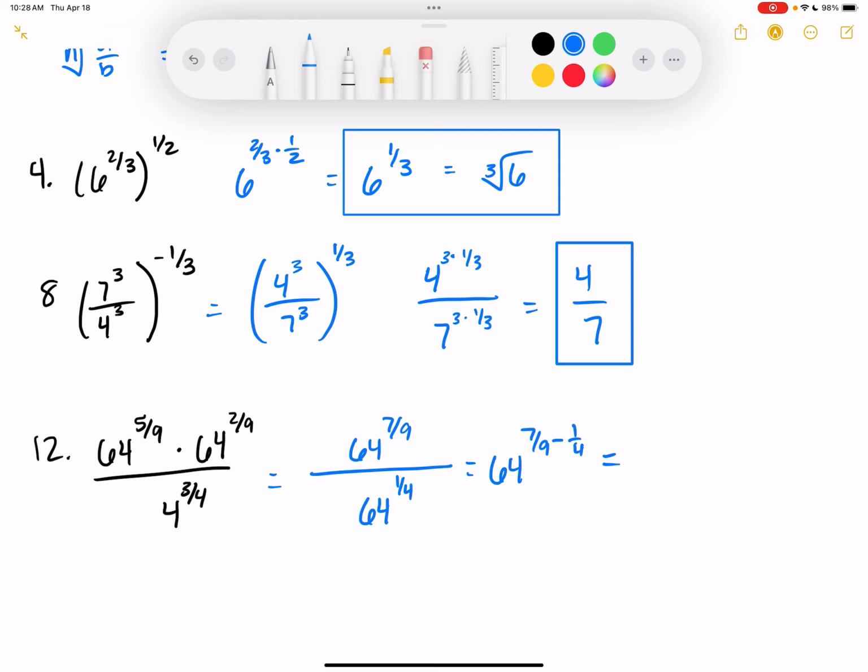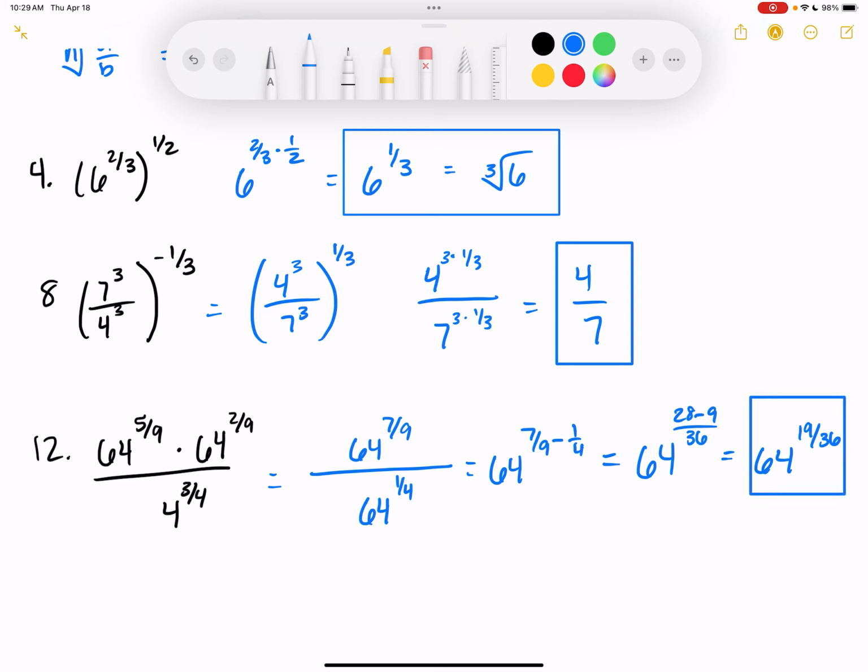36. So 64 and then 36. So that would be multiplying the first one by 4. So 28 minus the second one times 9. So minus 9. So this would end up giving me 64 raised to the 19 over 36. And that's where we would leave that.